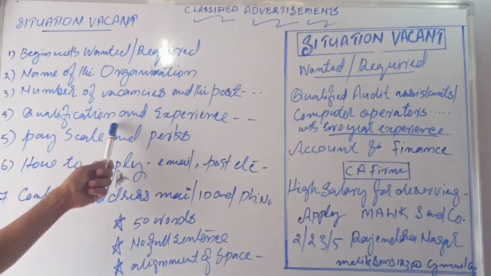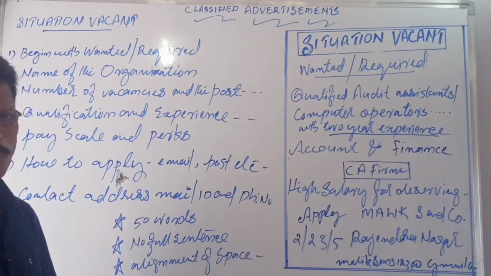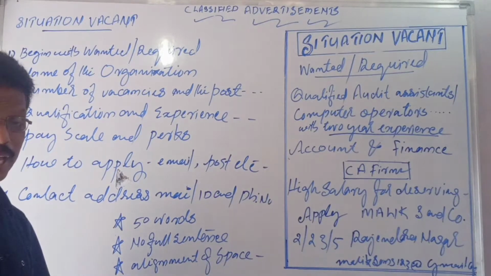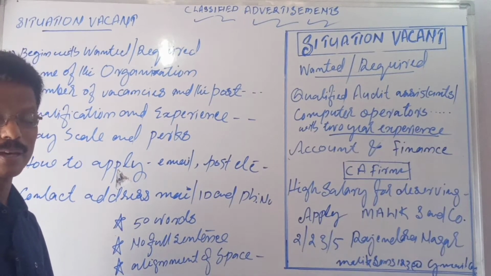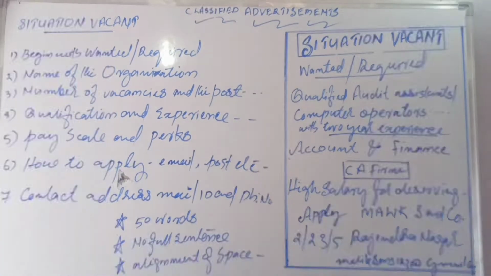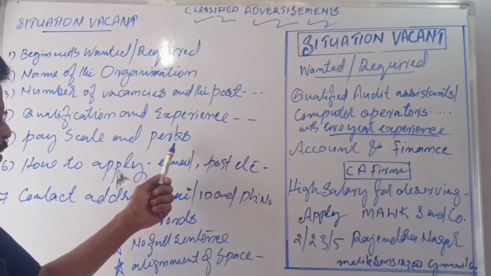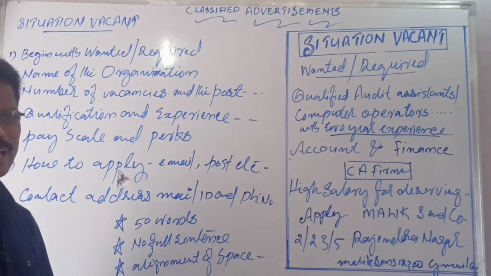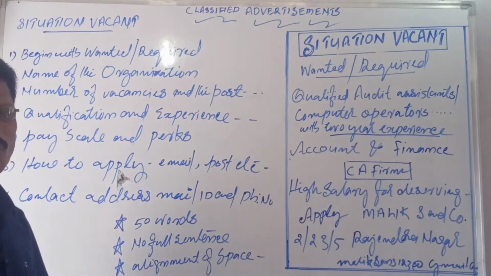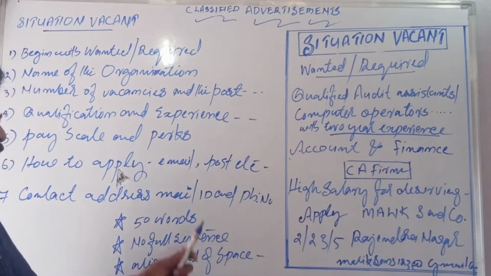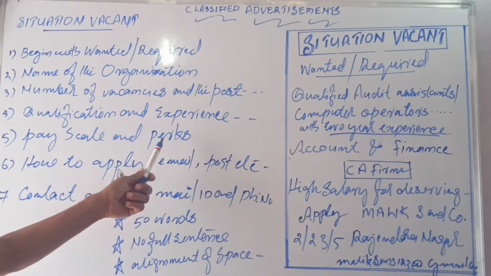Then the qualification and experience of the candidate. What all things are required to apply for this post? What is the qualification? What experience is required? What additional qualifications are welcome, are preferable, and so on. Then pay scale and perks. Perks means additional emoluments that you may receive, like rent-free residence, TADA, or house rent allowance. Many things will be there; you can mention some of them. Then pay scale and perks should be mentioned.